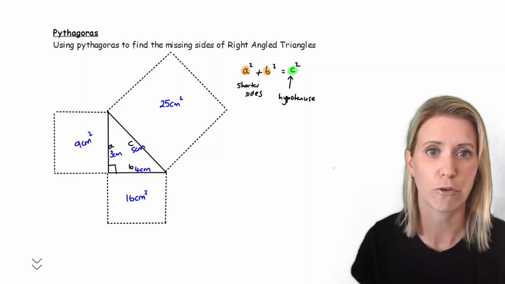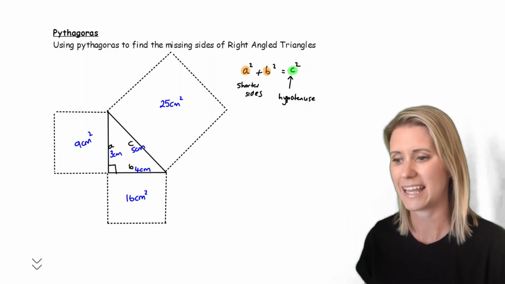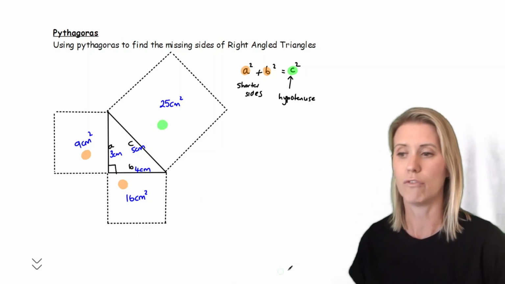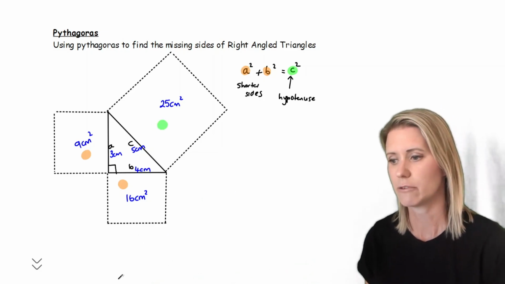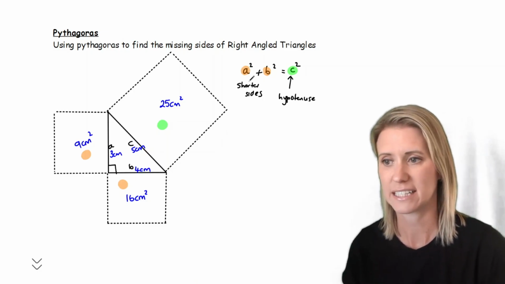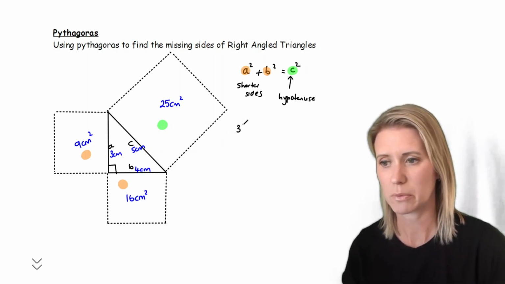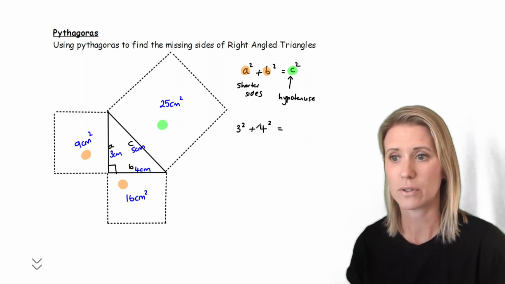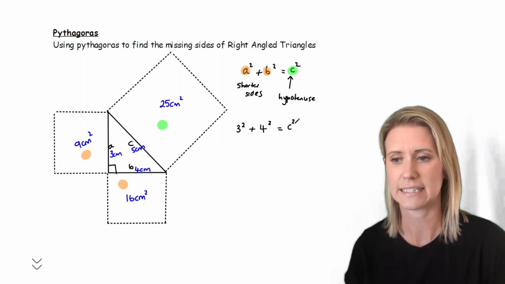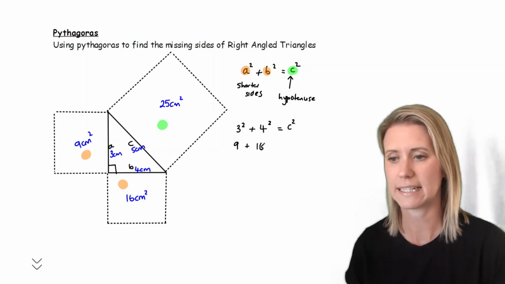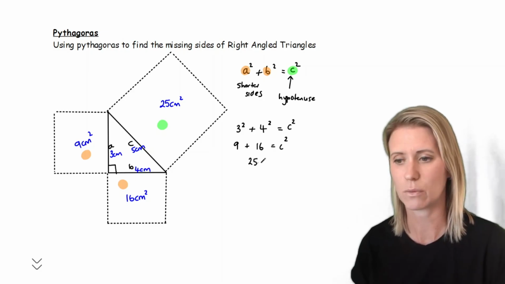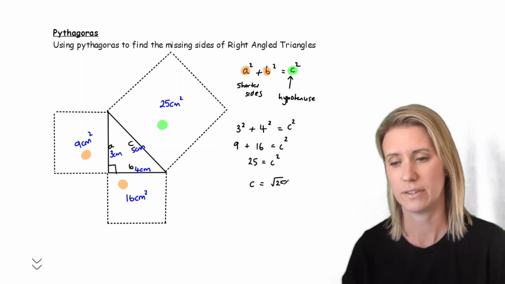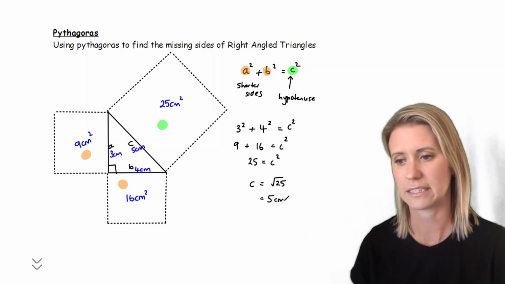But I'm going to show you a more formal way of doing that. But what we're saying is that the area of this box and this box would combine together to make the area of the longest side squared, okay? So writing this out formally, we would write this. A squared, we knew A was 3, so we would write 3 squared. B squared, we knew B was 4, so we would write 4 squared, equals, well, C squared, imagine we're trying to find C squared. That's 9 plus 16 is equal to C squared, 25 is equal to C squared. So in order to find C, we would have to square root the 25, which gives us 5 centimetres.